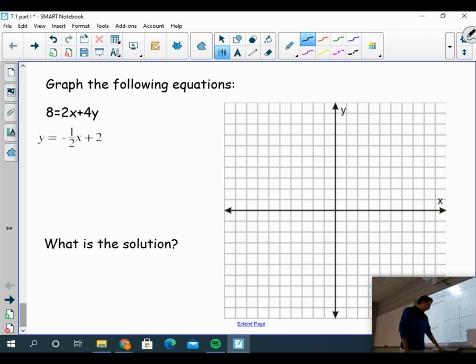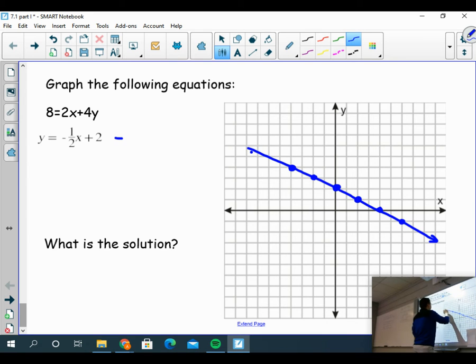Let's work through this one now together. Again, I want to graph the following equations. My goal is to solve this system of equations. The bottom one, I know how to graph very simply, right? y = -1/2 x + 2. My y-intercept is 2. For my slope, I'm going to go down 1 over 2, down 1 over 2, down 1 over 2. I'm also going to go up 1 over 2, up 1 over 2. I have my line.